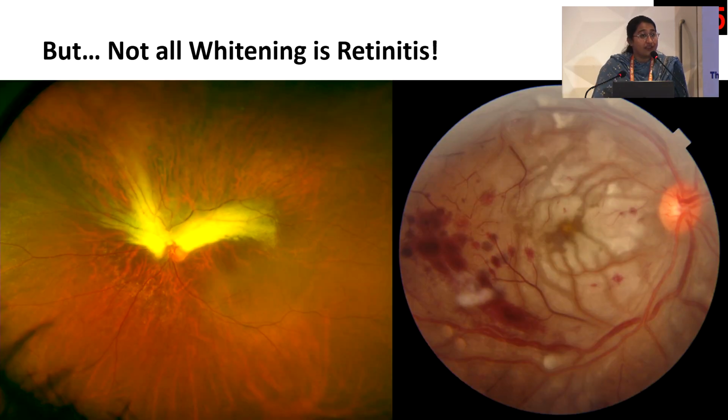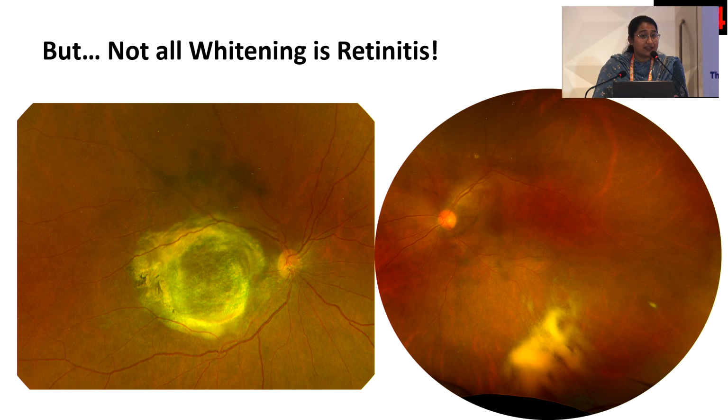But not all whitening is retinitis. There can be other differentials, for example, the image on the right is a case of myelinated nerve fibers and not a case of retinitis. And on the left, you can see Purtscher retinopathy. Again, there is retinal whitening, but there is no associated inflammation in this case.